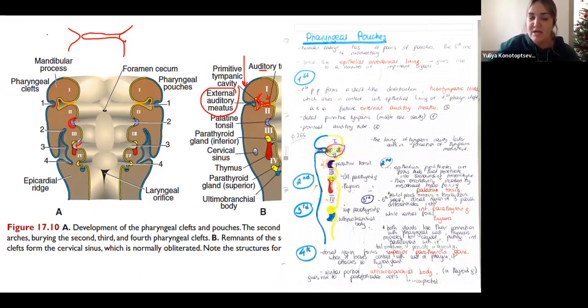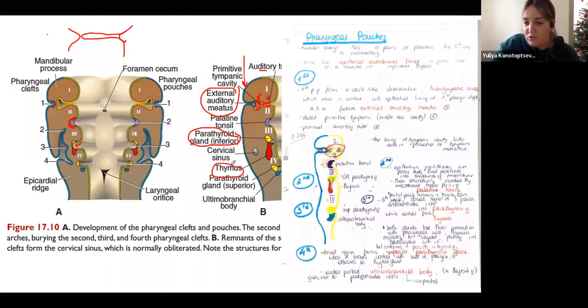So at the level of the third pharyngeal pouch, the endoderm invades the surrounding mesenchyme and gives rise to two things. A bit more superior, in yellow, it gives rise to the inferior parathyroid gland. And a bit more inferior, in red, it gives rise to the thymus.